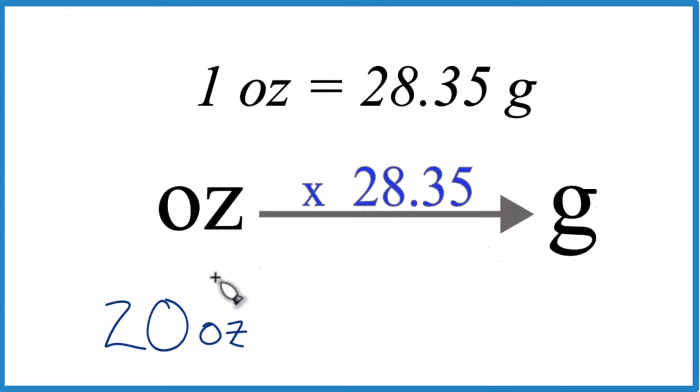Let's take a look at how we can convert 20 ounces to grams. So 1 ounce equals 28.35 grams. That's a conversion factor. We need that when we go from ounces to grams or grams to ounces.